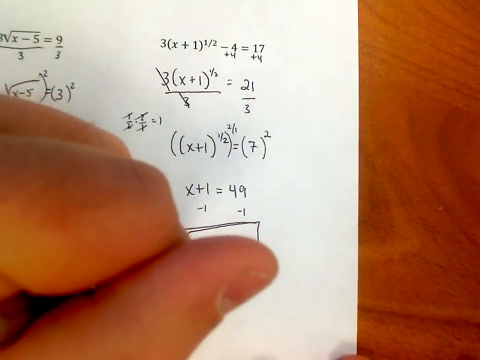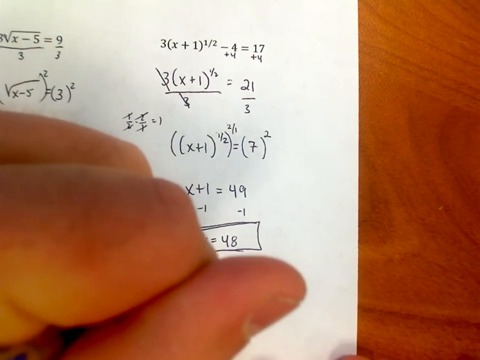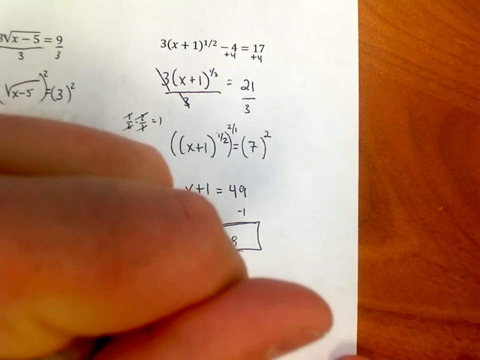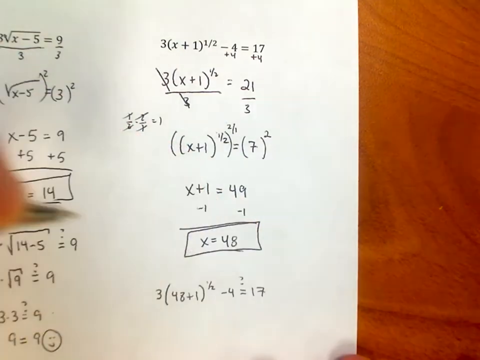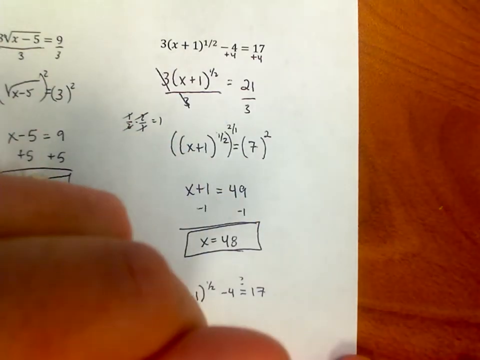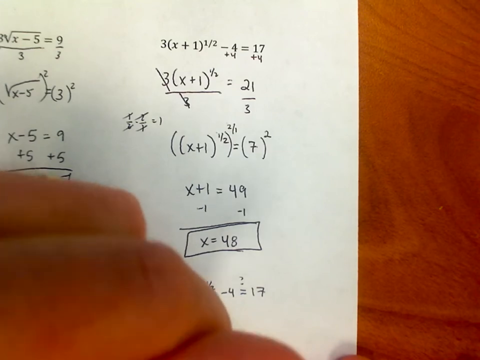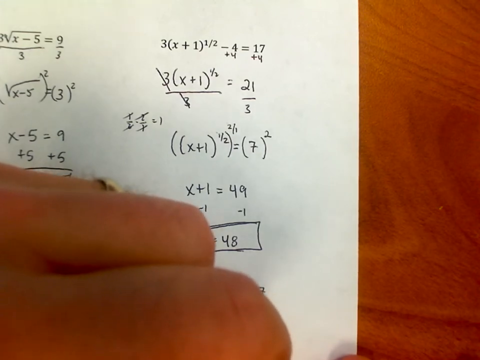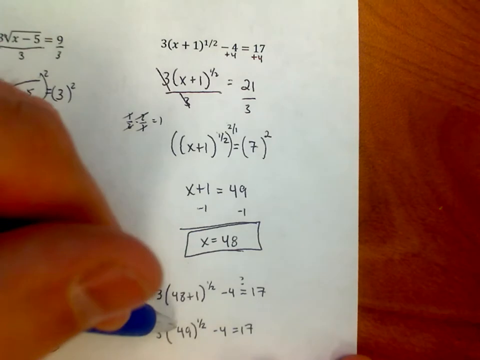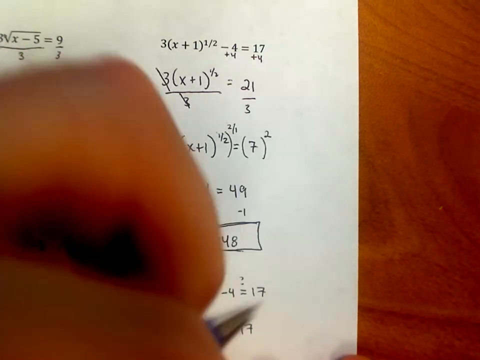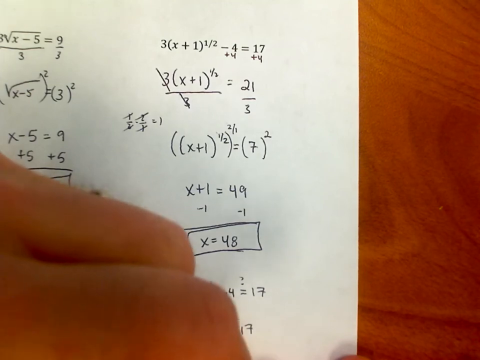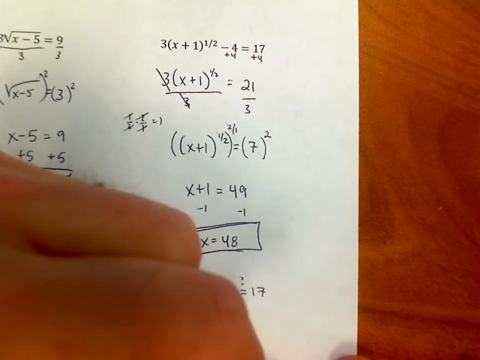If I took 3 times 48 plus 1 and raised it to the 1/2 power and then subtracted 4, would that equal 17? That's the question. Well, that would be 3 times 49 to the 1/2 power, and then subtracting 4. Does that equal 17? 49 to the 1/2 power really means the square root of 49, so we're really talking 7. Is 3 times 7 minus 4 equal to 17?